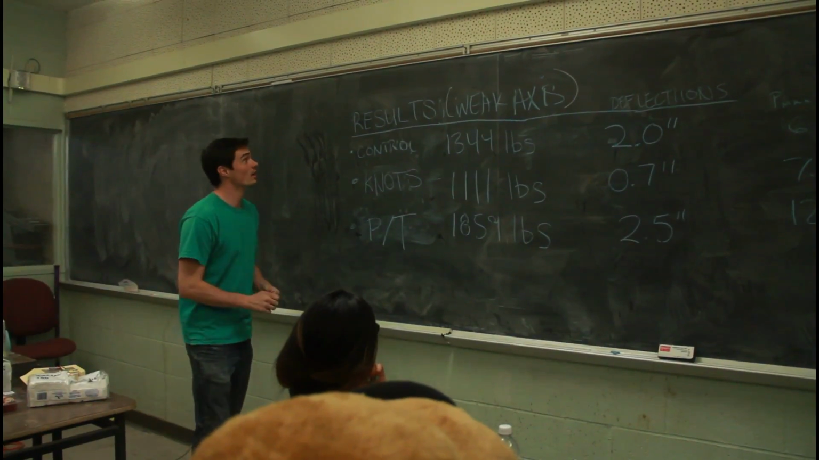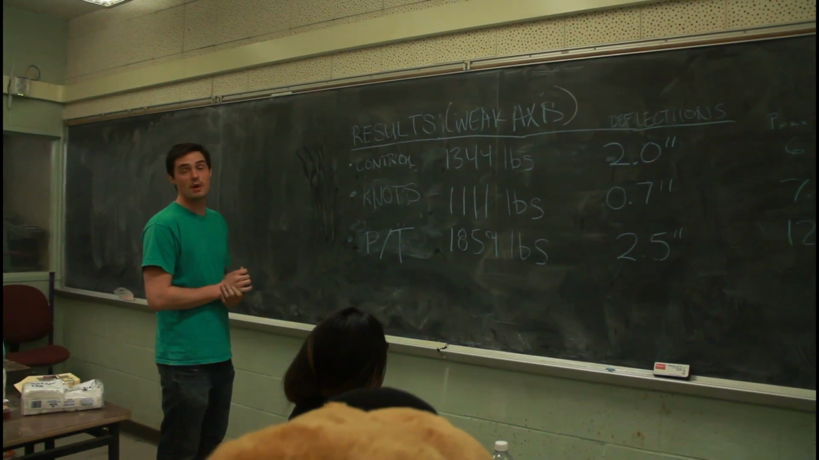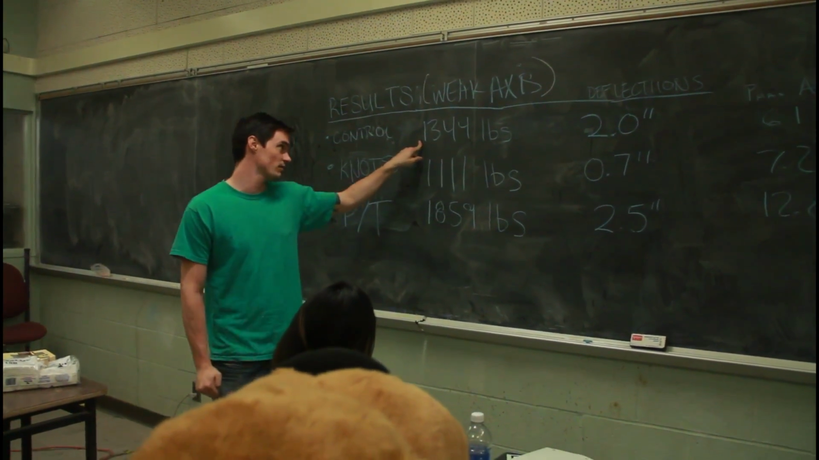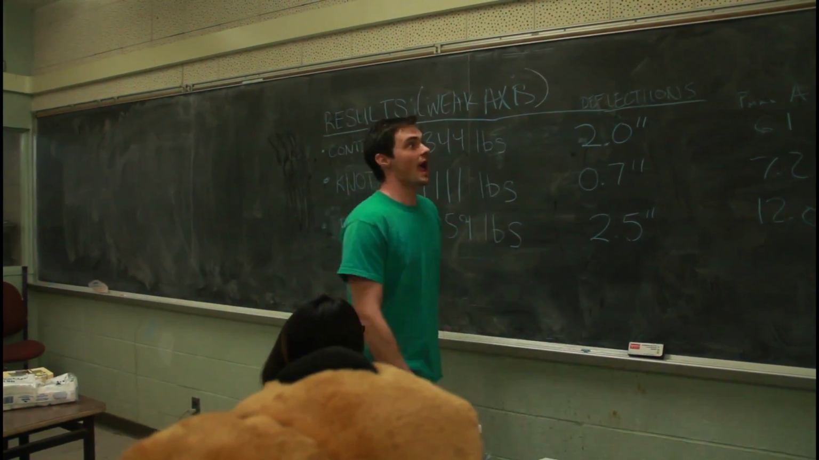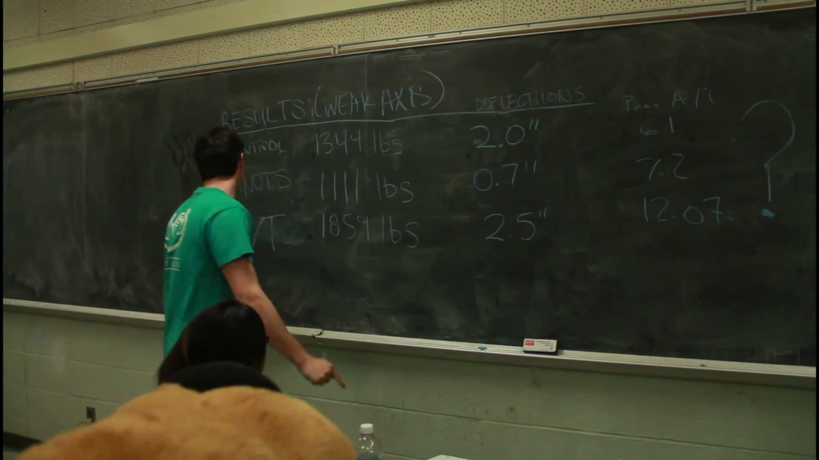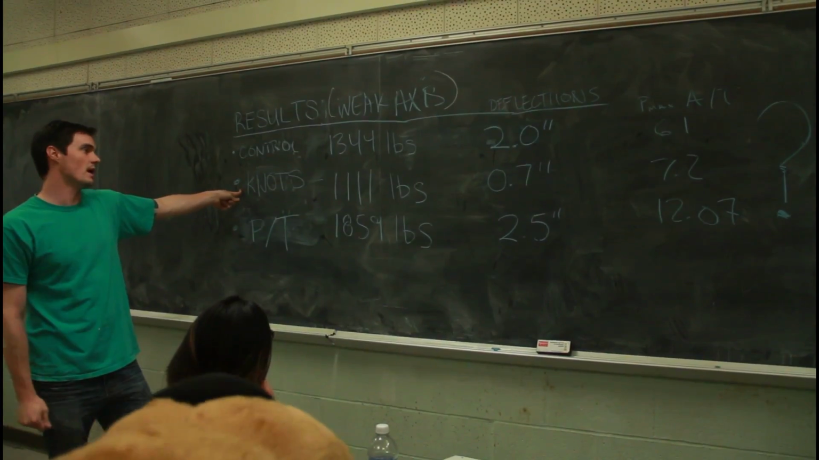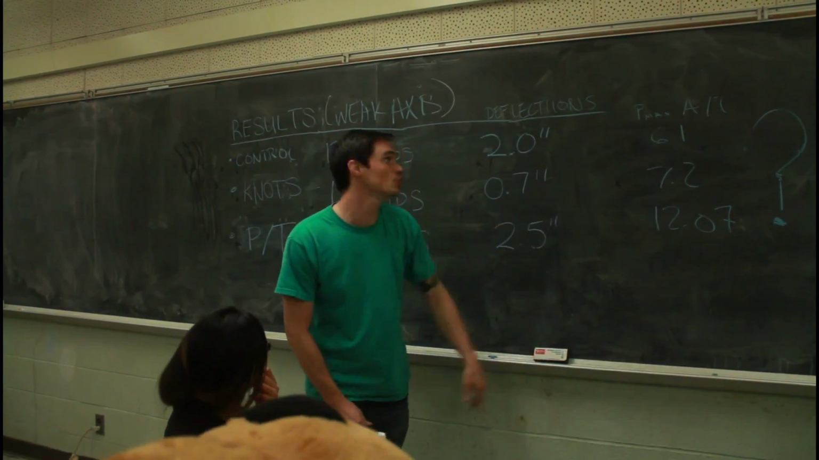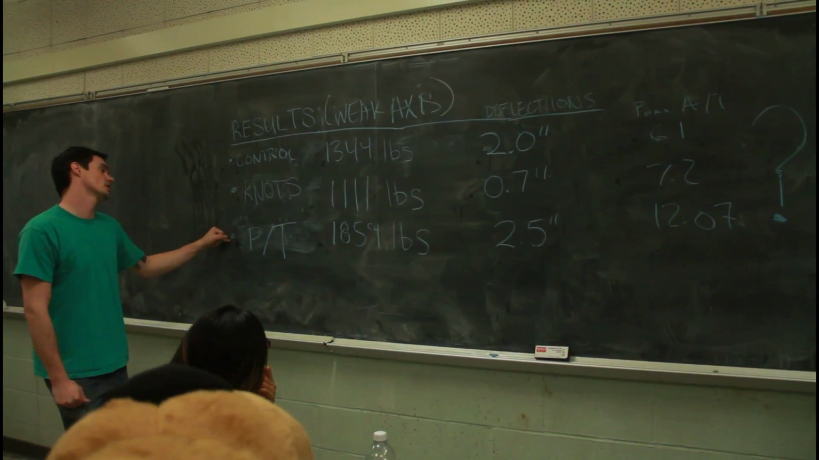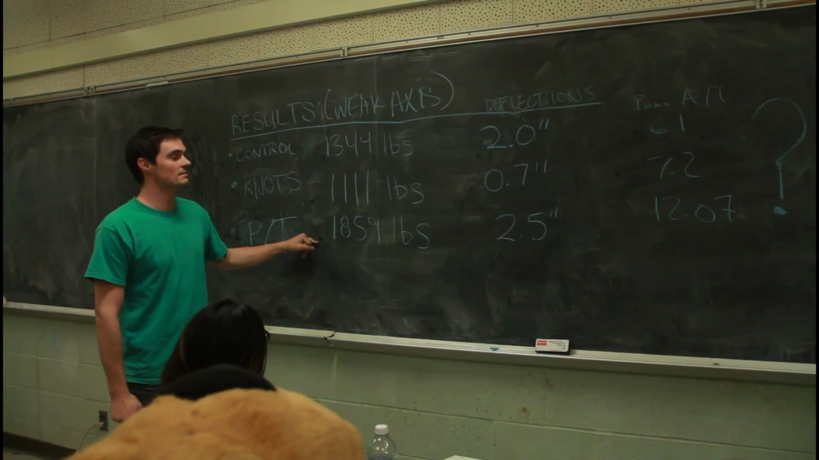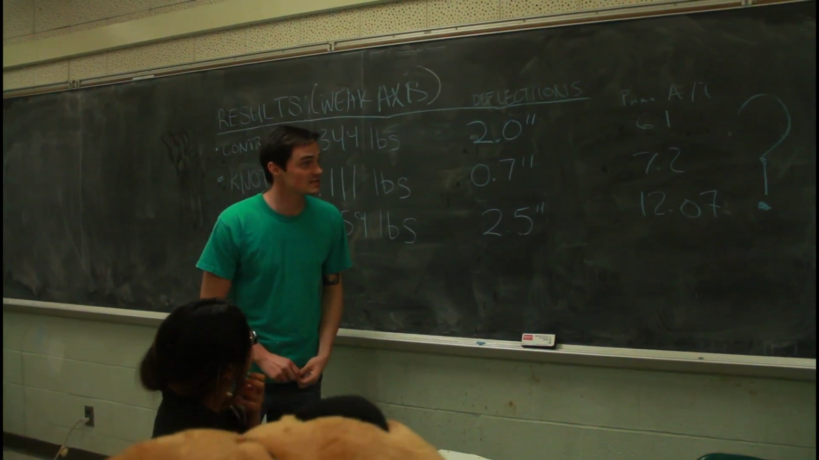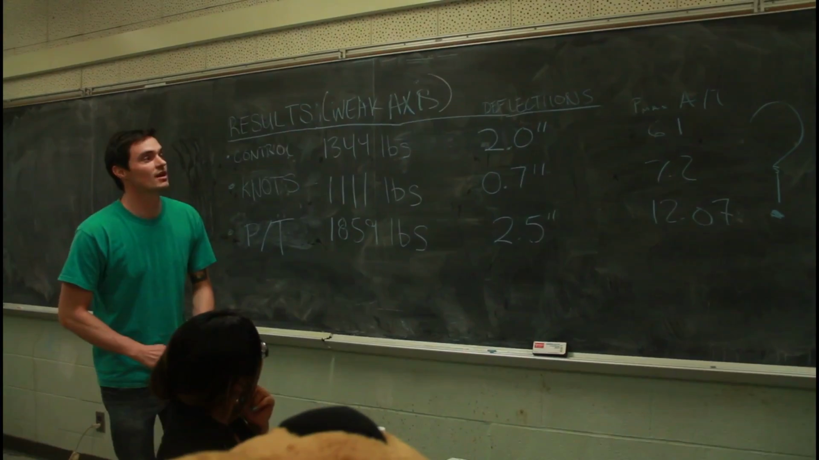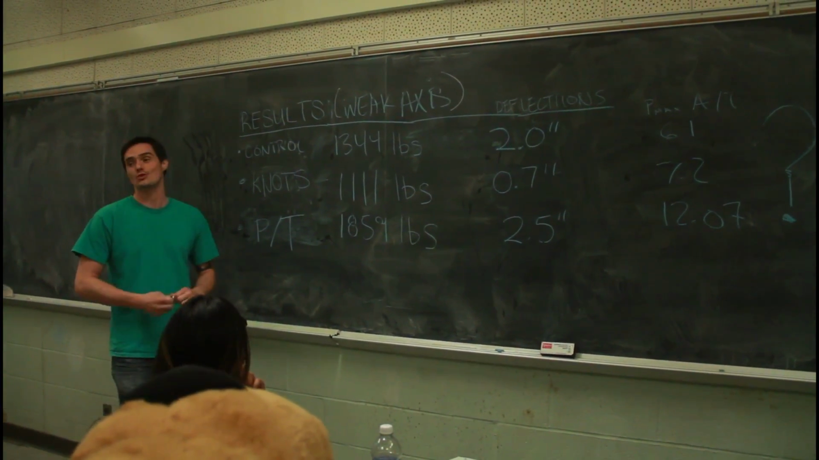That's crazy. So, our results show values that are much larger than our calculated values. Our control value broke at 1,344 pounds with a maximum deflection of 2 inches and an actual to theoretical of 6.1. Our knotted board had a 1,111 pound maximum load before breaking, a 0.7 inch deflection, and a 7.2 actual to theoretical ratio. Our pressure treated board broke at 1,859 pounds and had a maximum deflection of 2.5 inches and an actual to theoretical of 12.07. We found some new crazy strong wood.